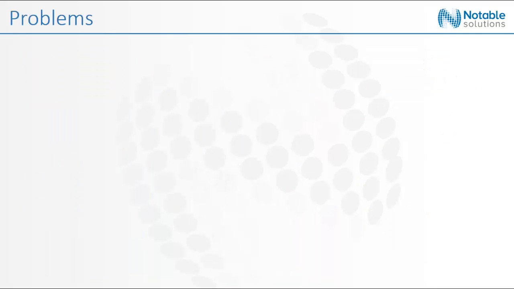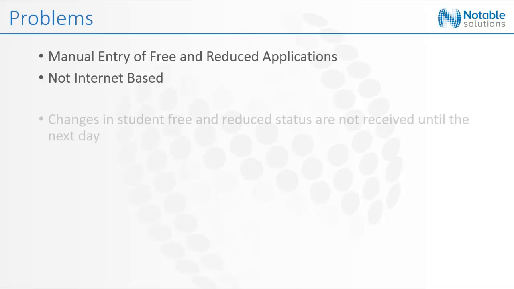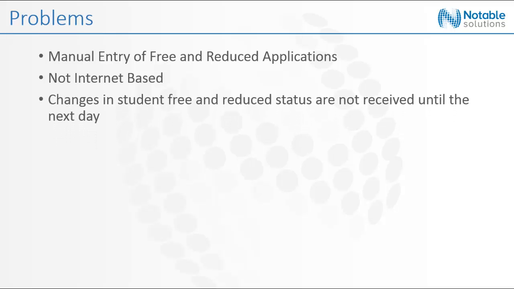There are many problems with this process. Because Jane manages all free and reduced applications manually, it causes errors and delays. The system is not internet-based, thus forcing her and the team to use a manual daily import-export system. Because of this, any changes in students' free and reduced status are not received until the next day, causing a delay in offering free or reduced meals to students.